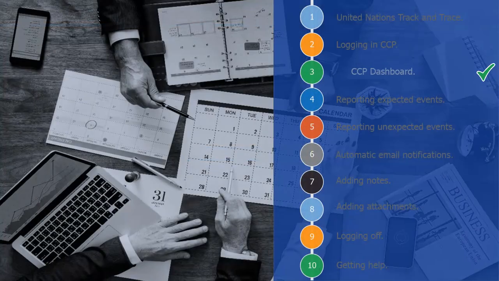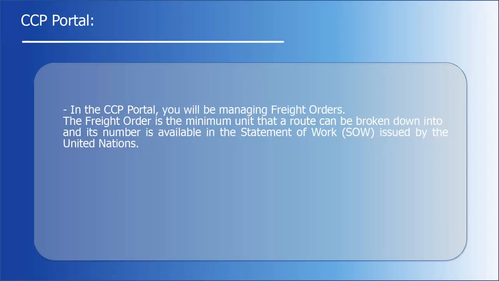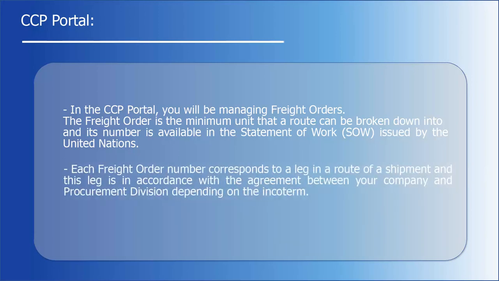The Carrier Collaboration Portal Dashboard, or CCP Dashboard. In the CCP portal, you will be managing freight orders. The freight order is the minimum unit that a route can be broken down into, and its number is available in the Statement of Work, SOW, issued by the United Nations. Each freight order number corresponds to a leg in a route of a shipment, and this leg is in accordance with the agreement between your company and Procurement Division depending on the Incoterm.